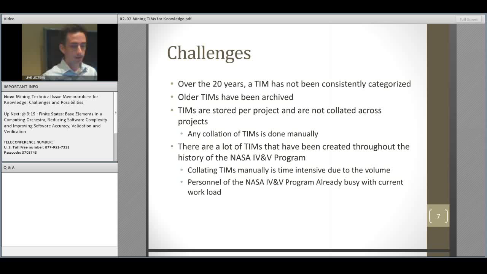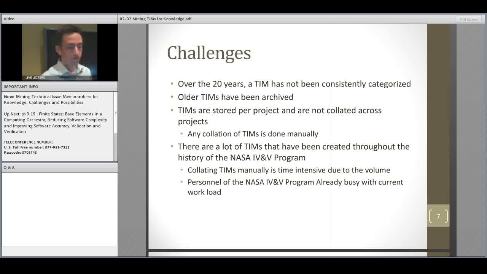This could pose a problem in terms of comparing apples to oranges, in that the TIMs that we create now might not have the same look as the TIMs that we were creating in the past.